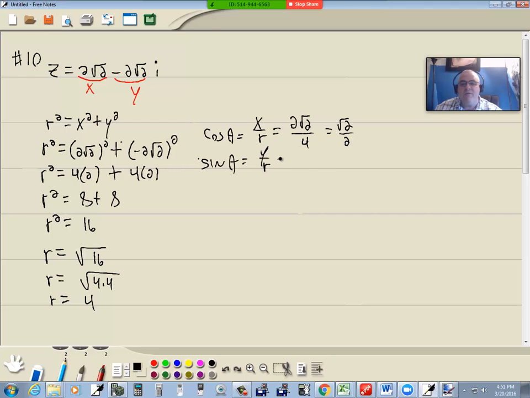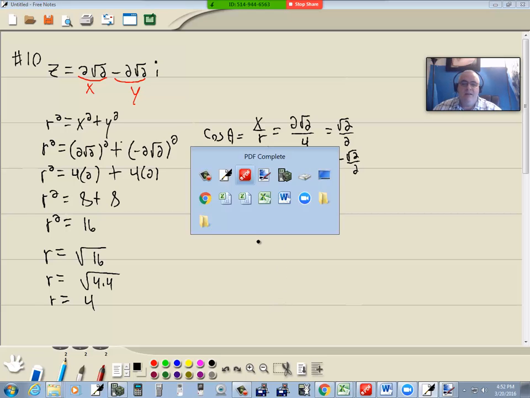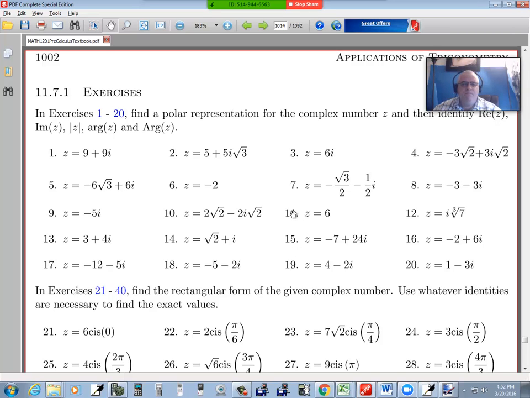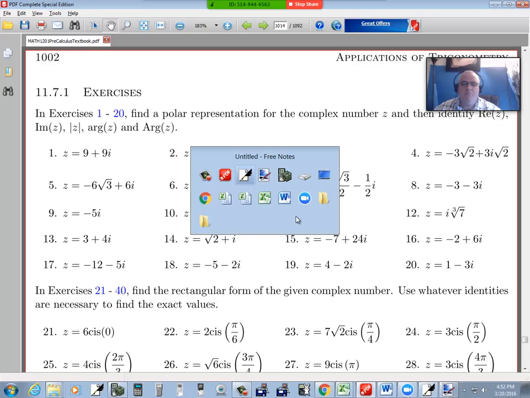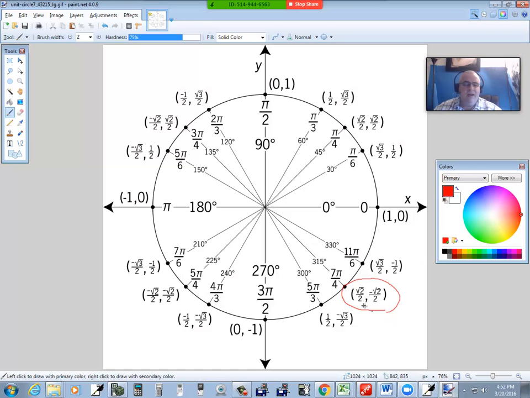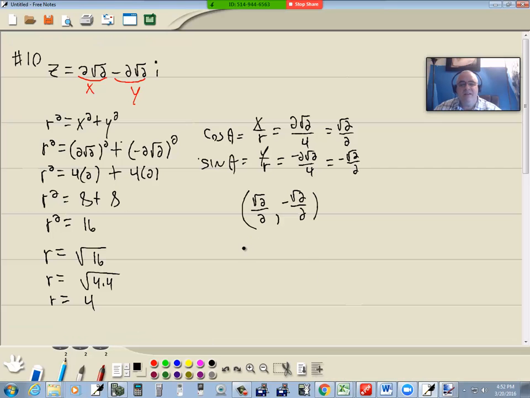Sine is going to equal y over r, so we're going to have negative 2 square root of 2 over 4, or negative square root of 2 over 2. So I'm looking at my unit circle for the point square root of 2 over 2 and negative square root of 2 over 2. I don't know what they're wanting here. Anyway, already got it circled. Square root of 2 over 2 and negative square root of 2 over 2 is 7 pi over 4. It's also 315. So 7 pi over 4, or 315.